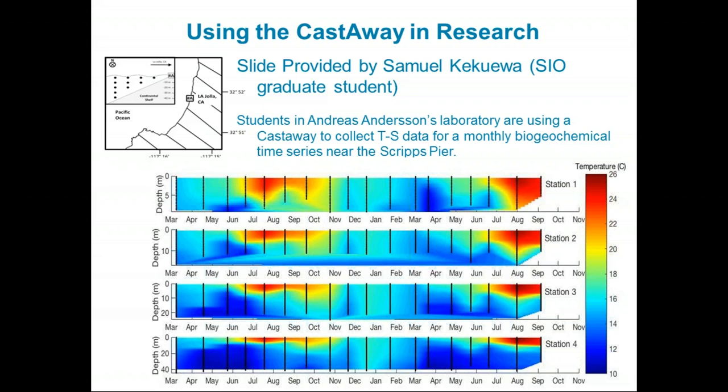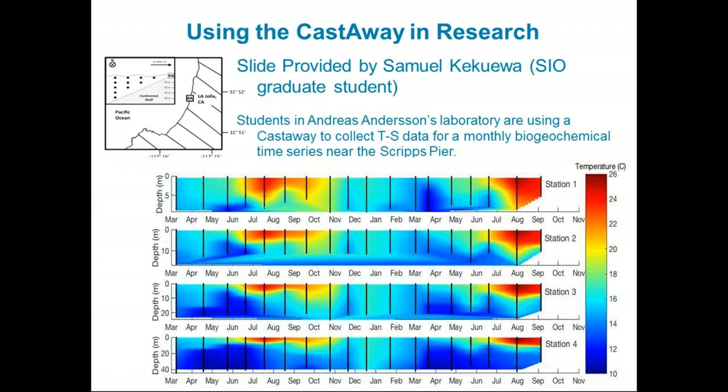What you're looking at here are 4 different contour plots that correspond to the 4 different locations seen in the upper left-hand corner. They're doing a biogeochemical time series. Once a month they collect bottles, they analyze them for CO2 and other chemicals, and at the same time they're using a CastAway to augment their data set by doing temperature salinity profiles. The 4 time series profiles you see, if you notice on the y-axis, are all to different depths. This corresponds to increasing depth as you go offshore.